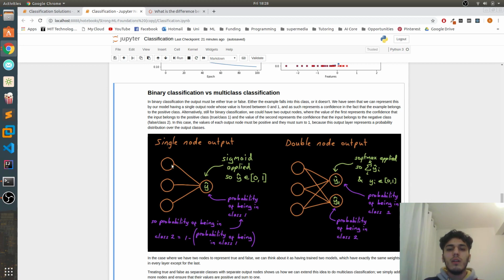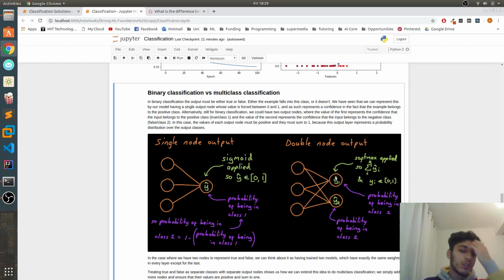So the way we were doing binary classification, we have this single output, which basically gives us the probability of it being yes or no. But if we have multiple classes, what we have is one output node, or output value, for each class, and each one of these represents the probability of it belonging to any one of those classes.